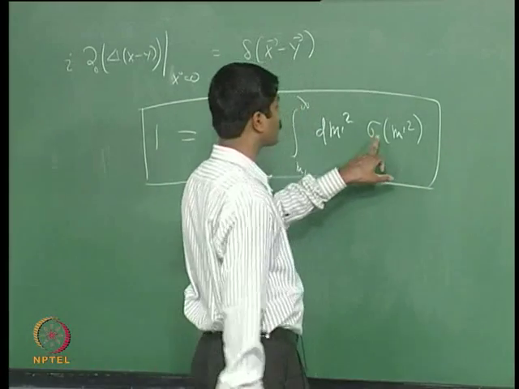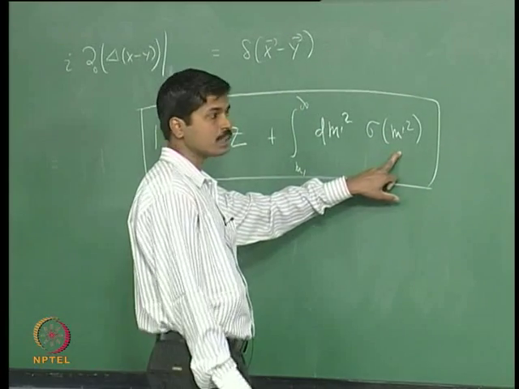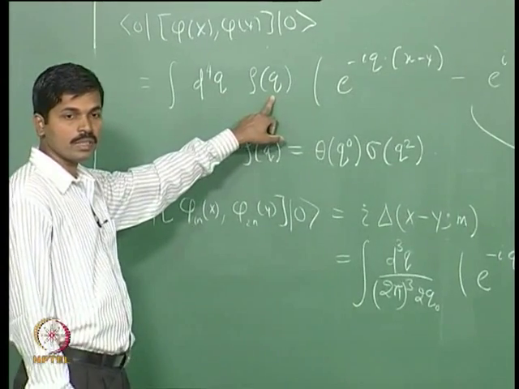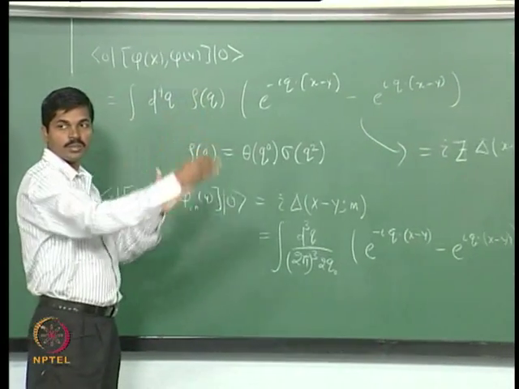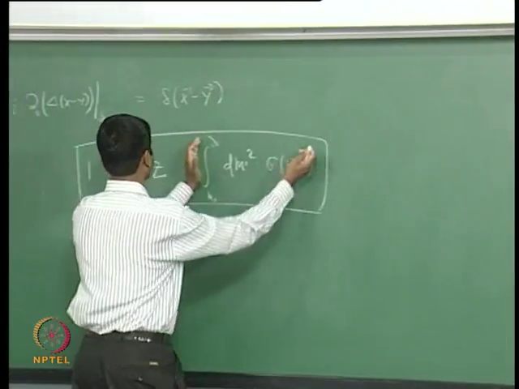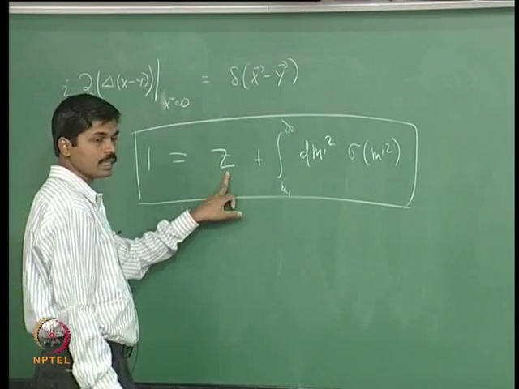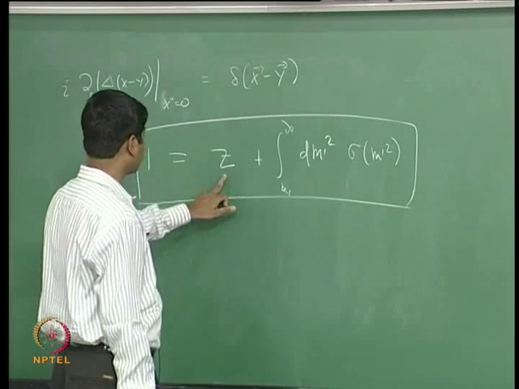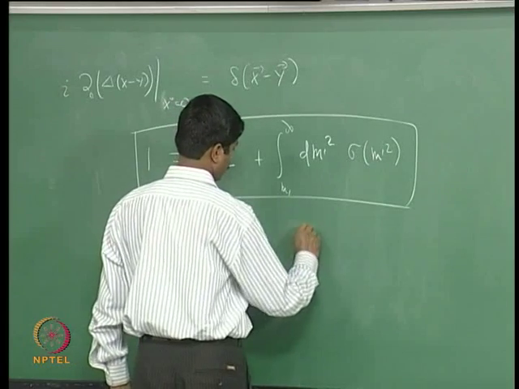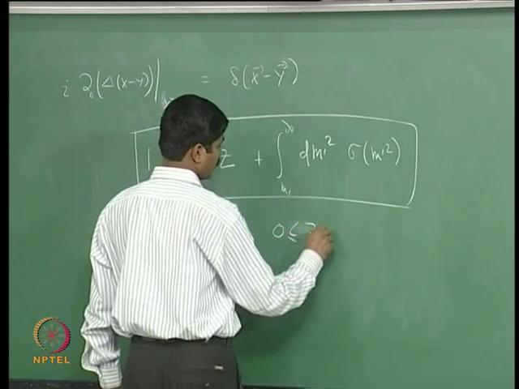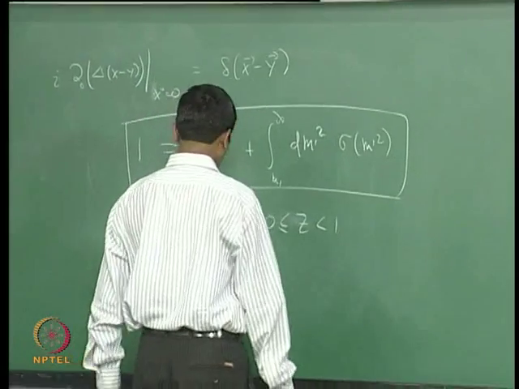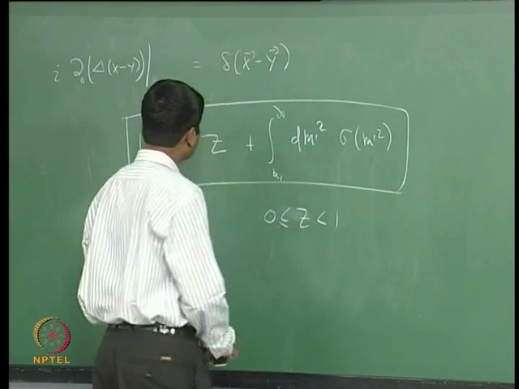The sigma of m prime square is positive. You can see this from the expression for rho here, which basically is a sum which contains a delta function and the mod square of some quantity. Therefore, this is a non-negative quantity. Therefore, this quantity is positive. Hence, you can see that this z here is essentially a number which lies between 0 and 1. How did we get that identity?